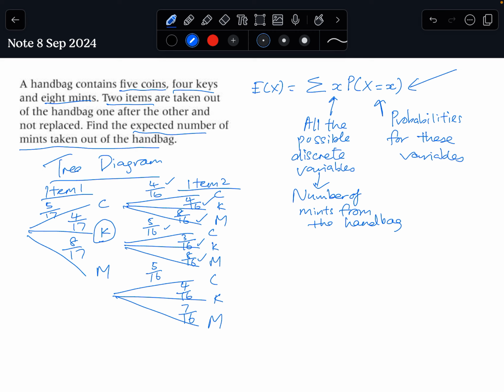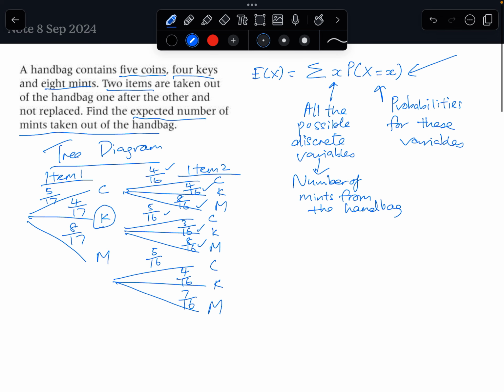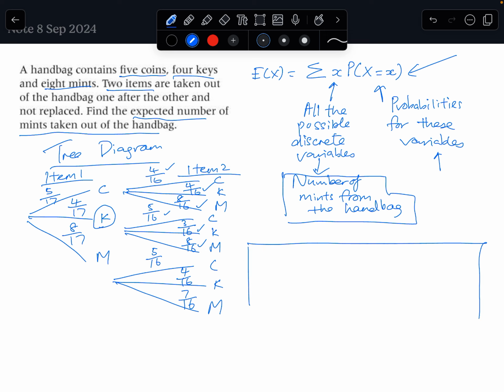Now remember, if the question is asking for the expected number of mints taken from the handbag, we have identified that we need to consider 2 things: the number of mints that you could possibly take from the handbag, and the probabilities of these variables. Now what I will do is simply draw a probability distribution table. I'm going to call this X. And not forgetting, X is defined as the discrete random variable, which is the number of mints taken out from the handbag.